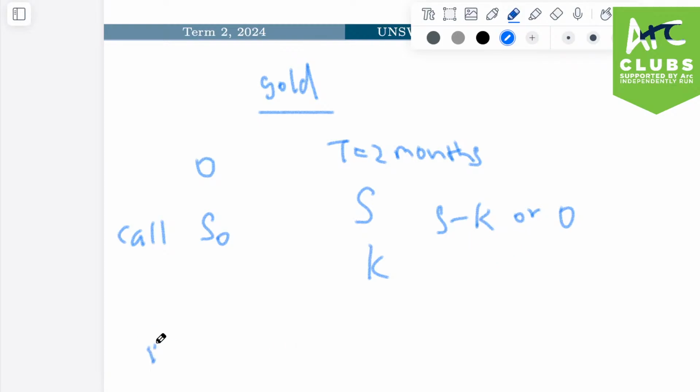And the put option is exactly the same. For a put option, the underlying asset will also have value S, and the strike price will also be K. But my payoff, let's not say payoff, let's just say the final value, will either be K minus S or 0.